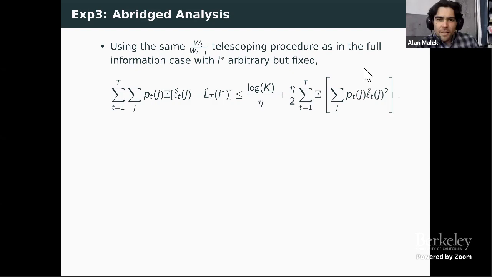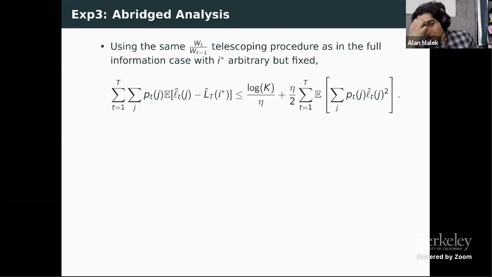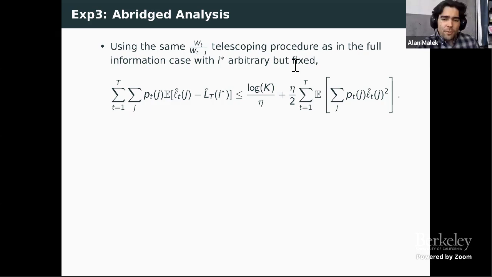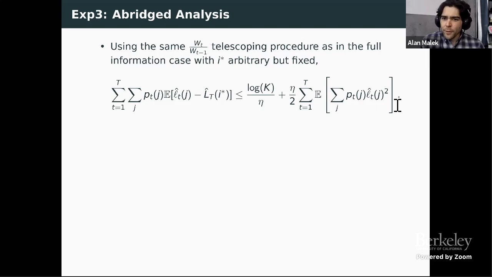So the telescoping argument is you do exactly the same thing. And once you do some rearrangement, you'll get a term that looks really similar to what Wouter had. You have a sort of expected regret. So in the full information case, this left-hand side was just the actual difference in losses. Here we have to take an expectation. And on the right-hand side, we still have this log K over eta plus eta times something that's sort of linear. I believe this was the actual value of the losses, but instead we have basically this variance-like term where we have to account for the fact that L_t hat is random.